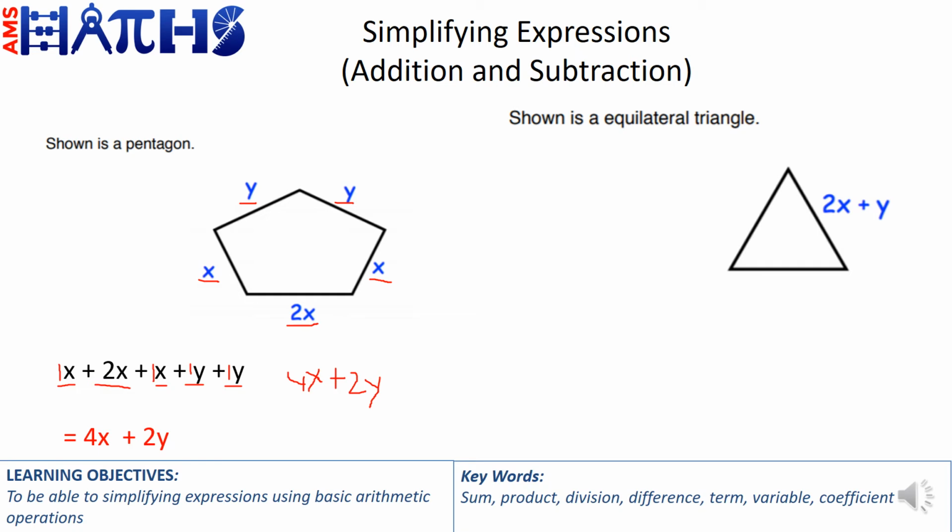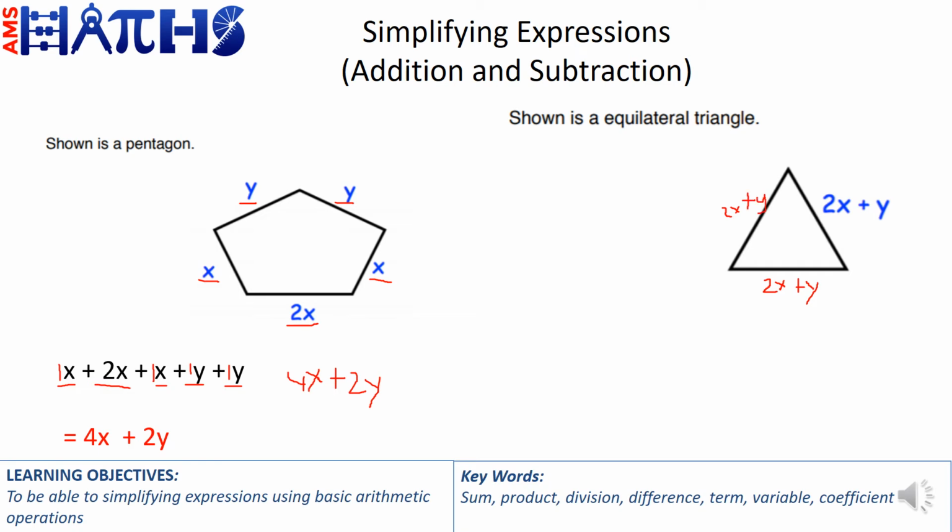Let us look at the next example with the triangle. It says it's an equilateral triangle. And so we know for an equilateral triangle, all three sides have the same length. So we therefore mean that this length is 2x plus y, and also this length is 2x plus y.